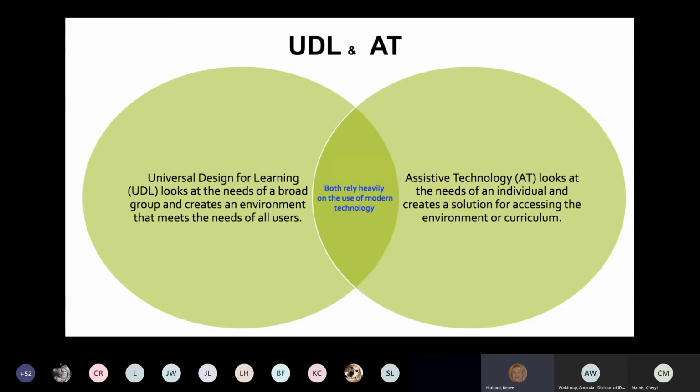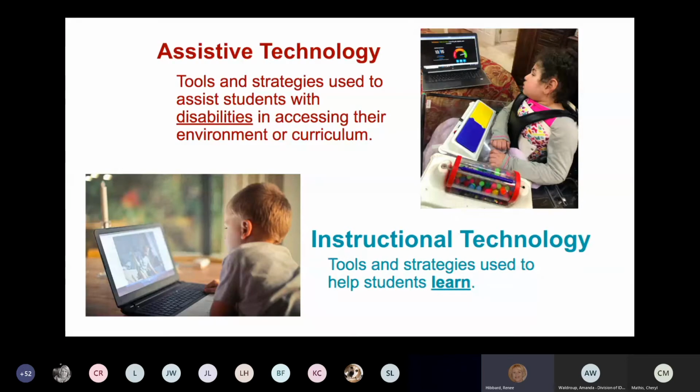David Rose from CAST says, "UDL is really a merging of general education and special education, a sharing of responsibility, resources, and ownership. It gets away from the 'their kids, our kids' divide between general education and special education."